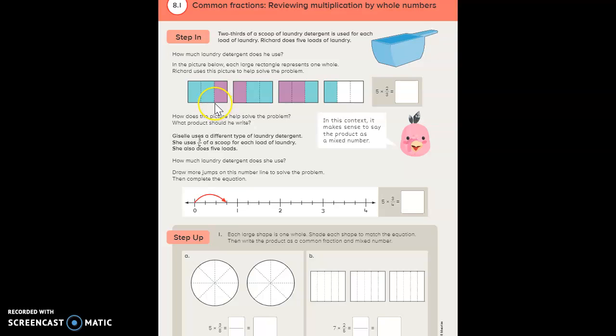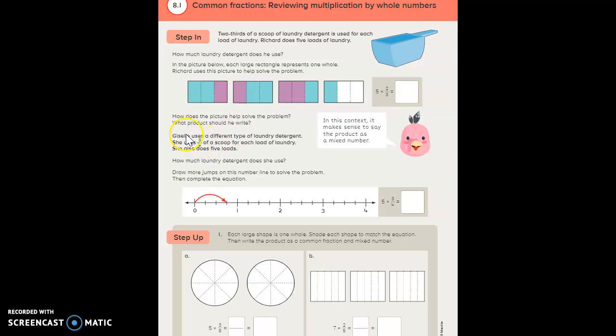So the question is, how much laundry detergent does he use? Well, here I can see he uses 1, 2, 3, and 1 out of 3 left over. So we've got 3 wholes and 1/3 of a scoop of laundry detergent used. Okay? Now, it says, how does the picture help solve the problem? What product should he write? Remember, product is just the answer to a multiplication problem. So the picture helped us to visualize what it was that Richard was doing. It helped us to visualize the 2/3.